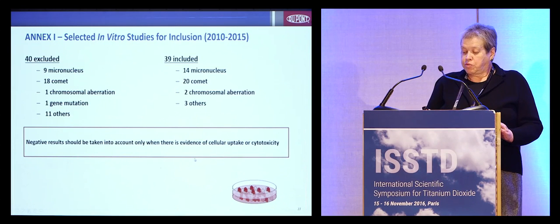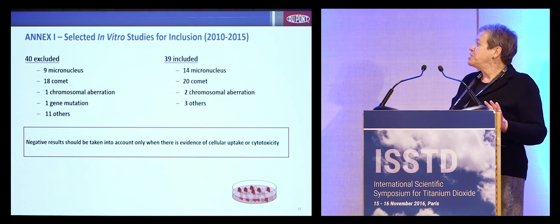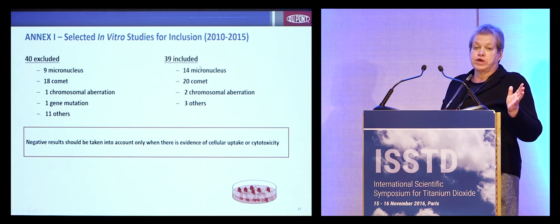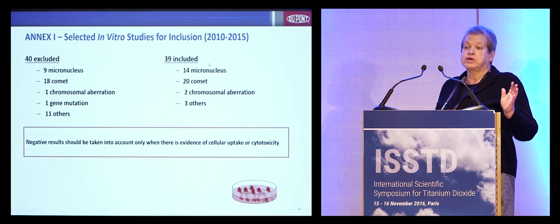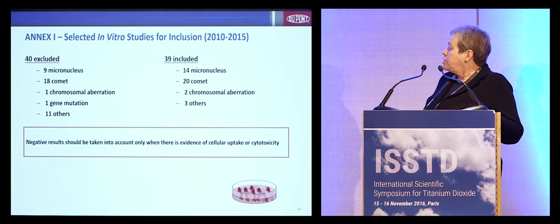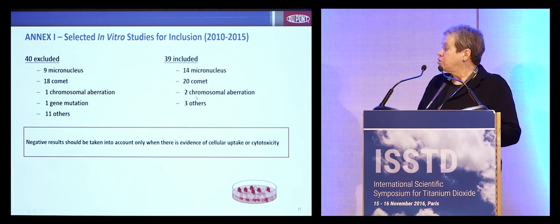These were the studies, and I hope I did count correctly here. Any error would be on my side. 40 studies of the in vitro studies were excluded, 39 were included. So about half of the reviewed assays were not taken into consideration for the final classification effort. And negative results should only be taken into account when there was evidence of cellular uptake or cytotoxicity. As you can see, most of these are COMET assays. There are in vitro micronucleus assays, and so few of the other ones that they can basically be ignored for purposes of today.